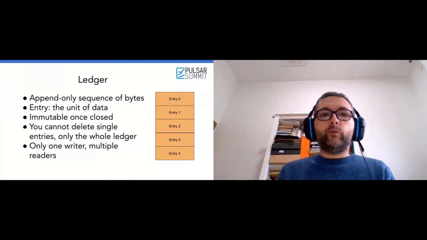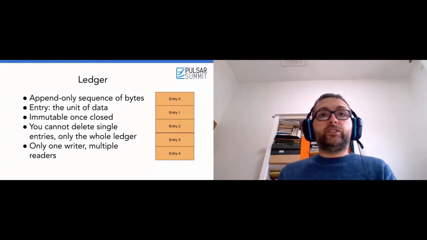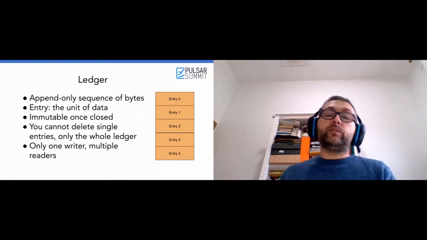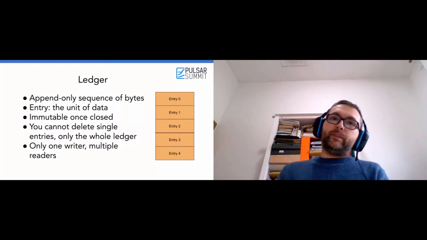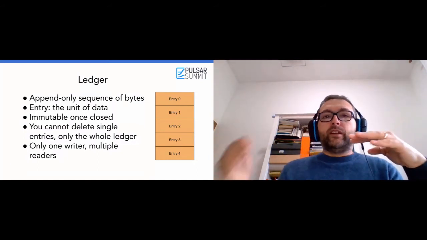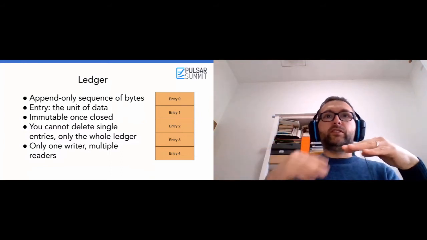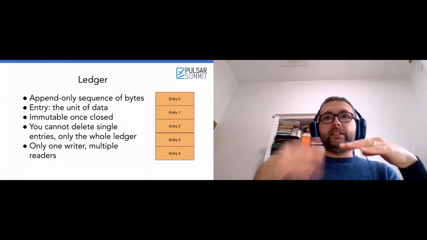There is only one writer per ledger, and you can have multiple readers. And the readers can read even if the ledger has not been closed. Usually, in the typical usage of BookKeeper, you have one writer that writes, and you have many readers that are tailing the ledger. That is, they are reading the latest written entries.